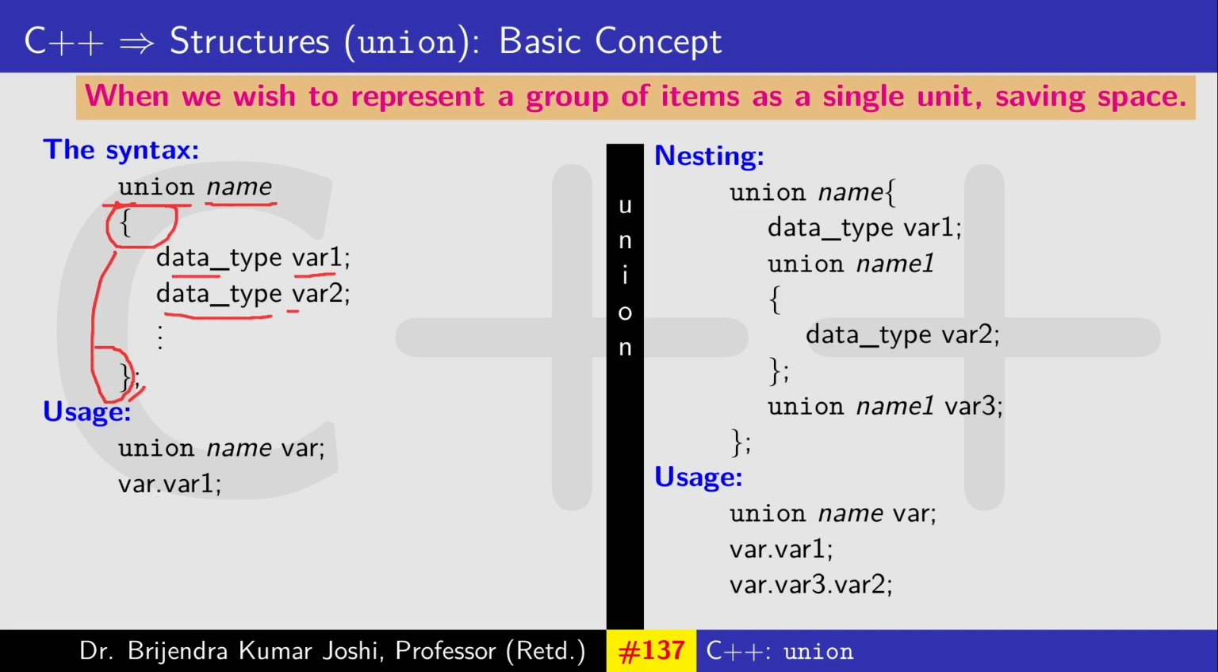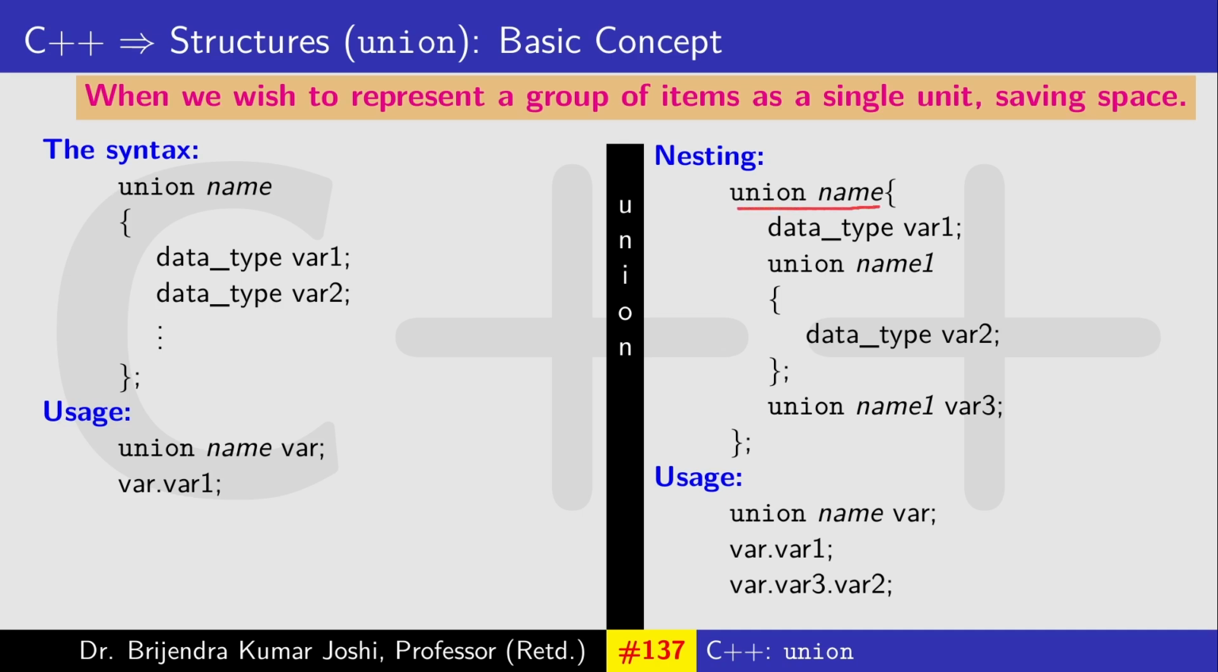How to use a union: use the same name, and create a variable of this type. And how to access: the name of the variable so created, then the dot operator, and the name of the member which we wish to access. So here it is, and of course a semicolon as a statement terminator. Union also supports nesting just like structure.